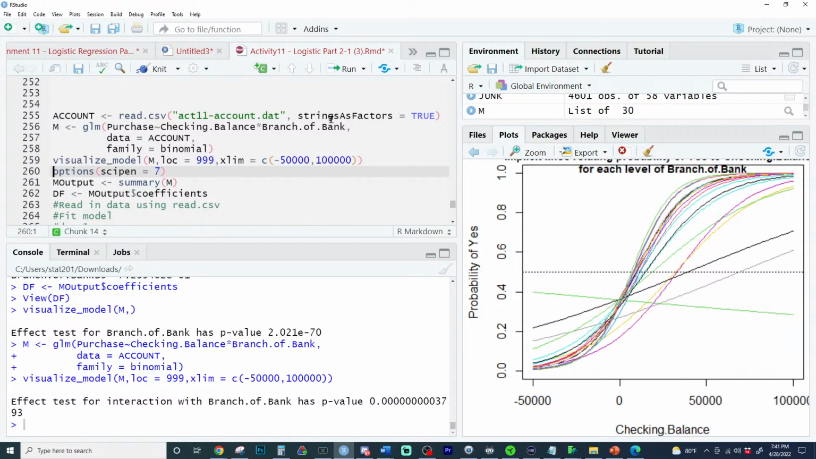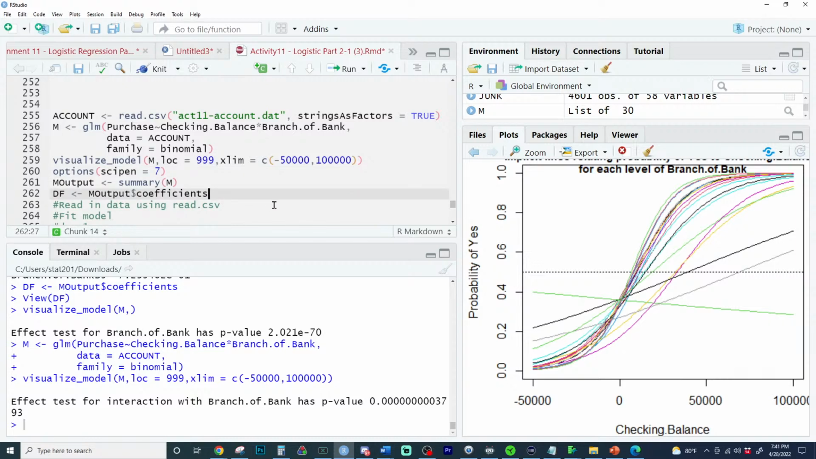If you notice, no longer for all the banks does checking balance have a positive relationship. Some of the banks have a very strong positive relationship. Some of the banks, whatever bank this is, has a negative relationship with purchasing. Some of them have weaker relationships. That one is a very weak one too. So you notice with the interaction term, the relationship right here is not constant. And as Kayla's pointing out, the interaction is statistically significant.